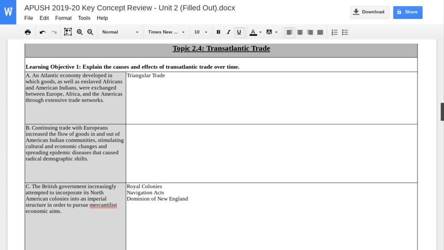As we move into B, we're looking at, let's see, continuing trade with Europeans, increase the flow of goods. We can go with effects on this. The effect on American Indian communities. I don't have anything in the box here, but you can read it and kind of get an idea of what happens. There's going to be some cultural and economic changes, and those have already been referenced, I believe, as we've gone through a couple more topics.